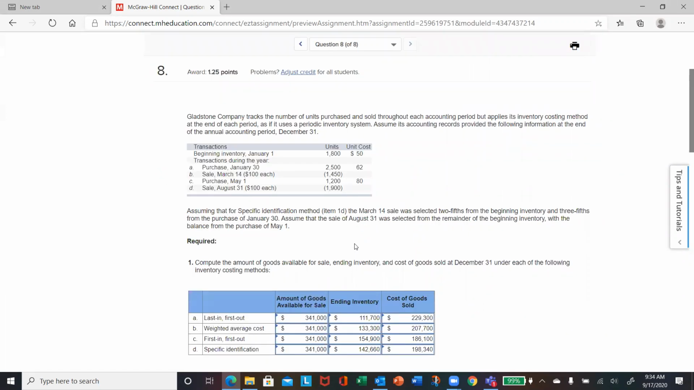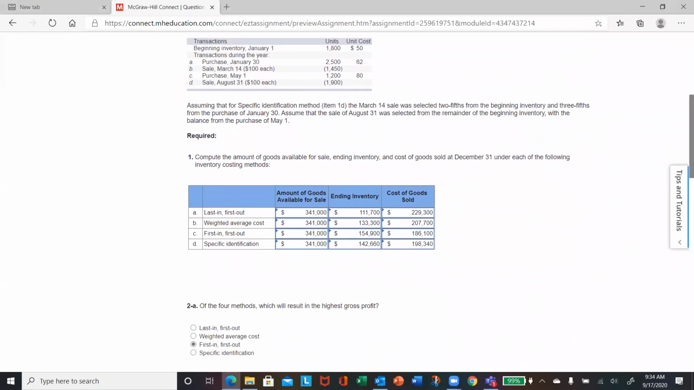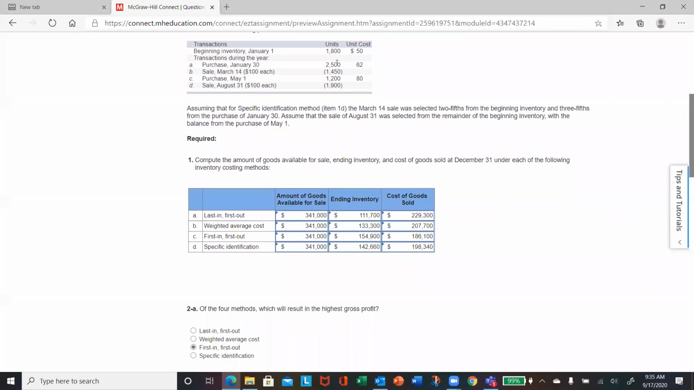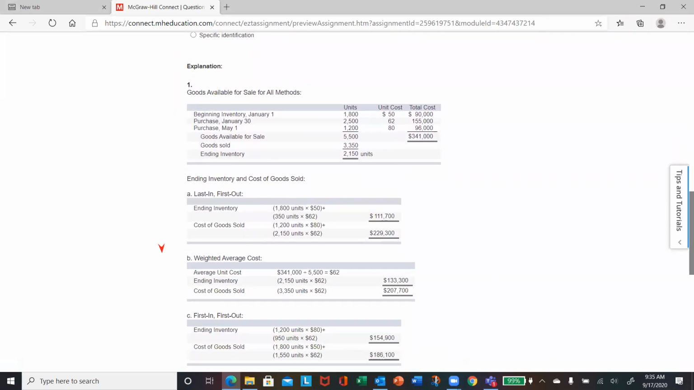Again, here's another problem, very similar to what we've just been doing. And you'll notice we've got LIFO, weighted average first, and then they've got specific identification as well. So you just have to do the amounts available, the ending inventory, and the cost of goods sold. And then they ask you a question about which one gives you the highest gross profit. So you have to do a lot of calculations on this one. And so down below, here's just the calculations on how they get some of these.